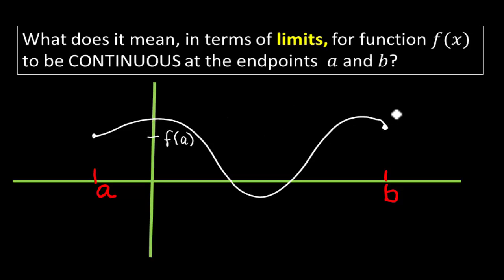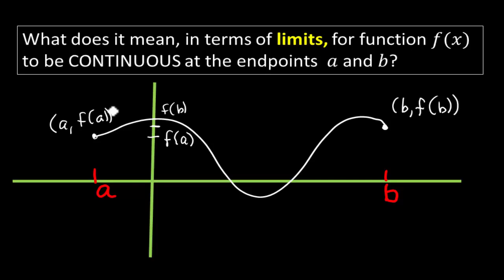Let me just plot the point because it's too far out there. It's the point B, and the function value there, of course, is f of B. So f of B is somewhere around here. Okay, that's f of B. And then if we write the ordered pair of this point, it's A and f of A.